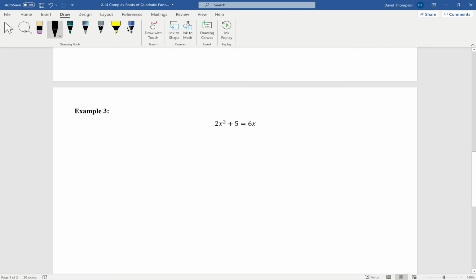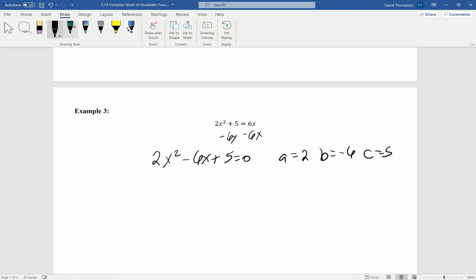And example 3. We're given 2x squared plus 5 equals 6x. So our first step is to set it equal to 0. We have to subtract 6x from both sides. So we have 2x squared minus 6x plus 5 equals 0. Our a is going to be 2. Our b is going to be negative 6. And our c is going to be 5.